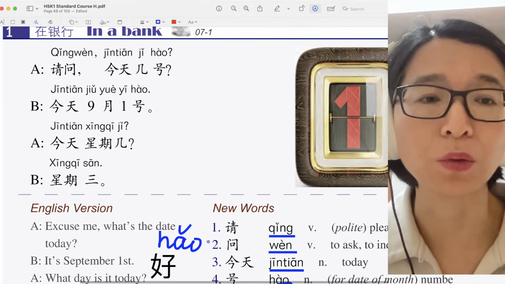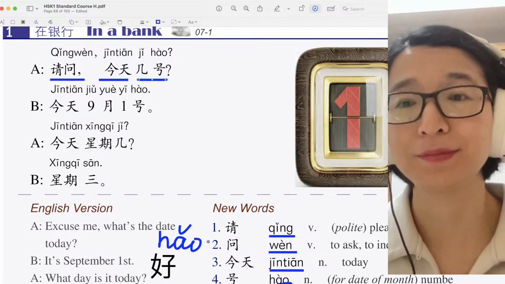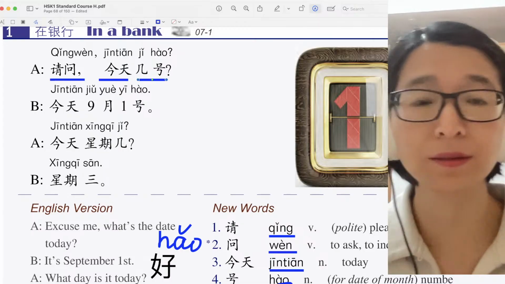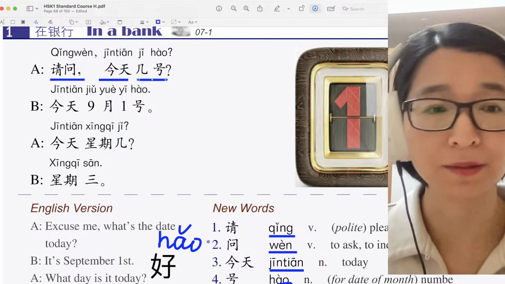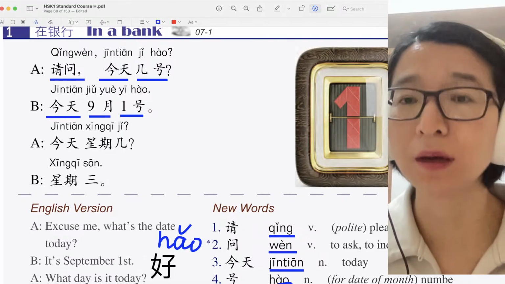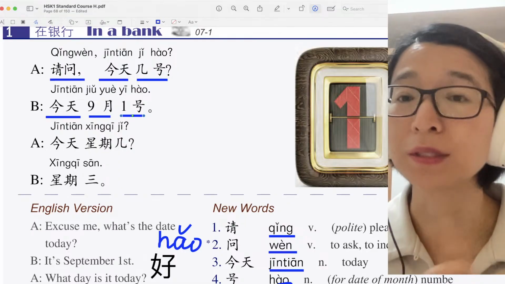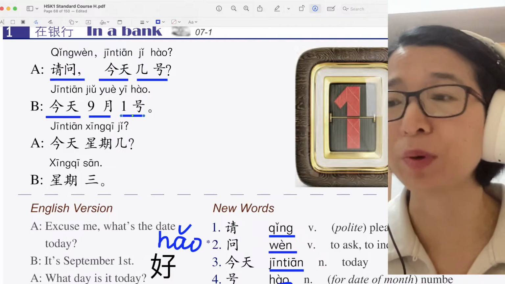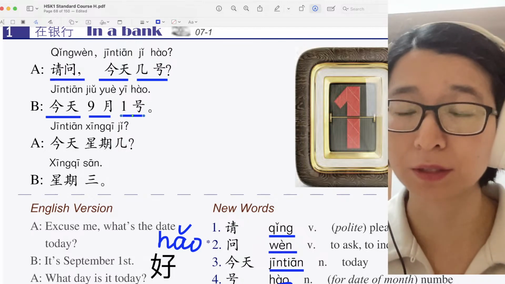请问今天几号? Please ask. Excuse me. May I ask? 今天几号, today, which date? 今天9月1号. Today, 9th month, first date. That's a literal translation. When you want to say proper English, that is, today is September the 1st.